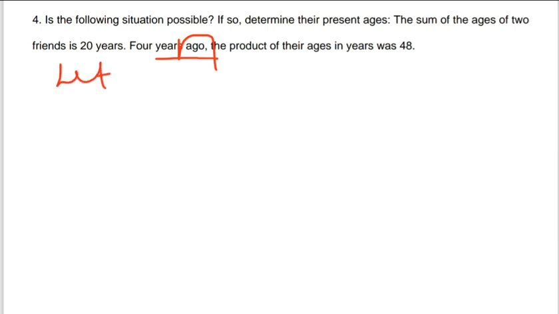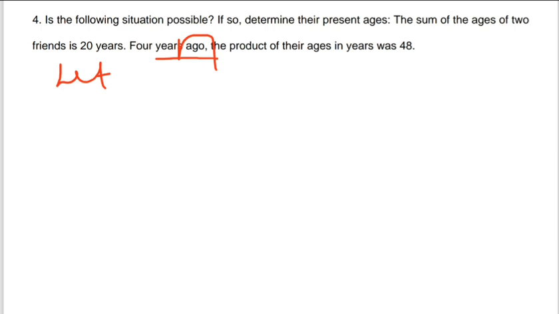So there are two friends. They are asking whether the situation is possible or not. They are two friends, and the sum of the two friends' ages is 20. And they are saying that 4 years ago, which means minus 4, the product of both the friends' ages was 48.